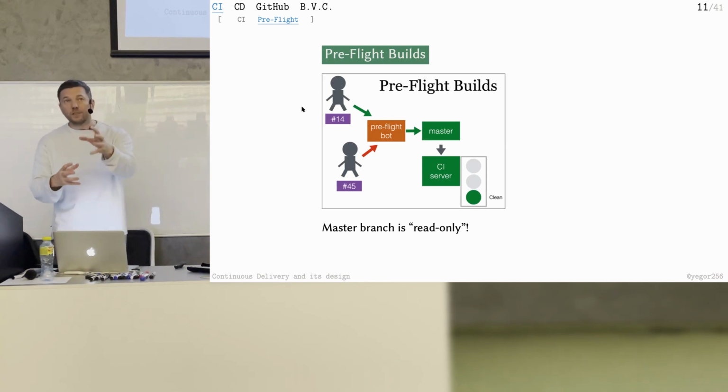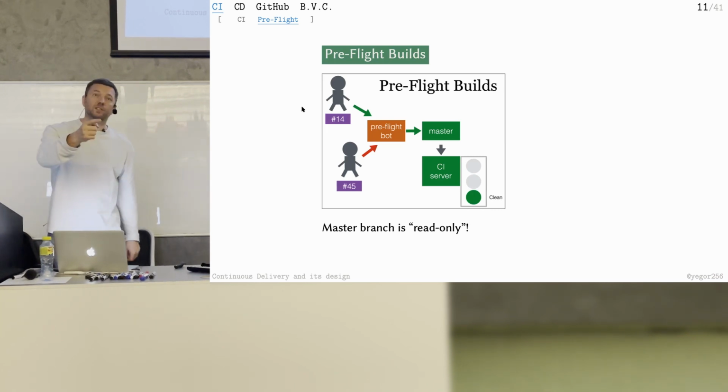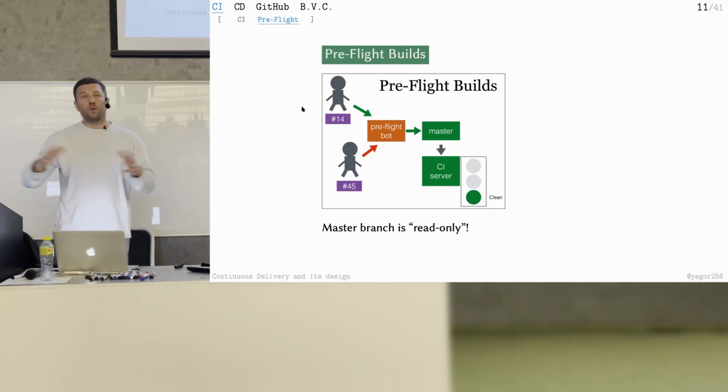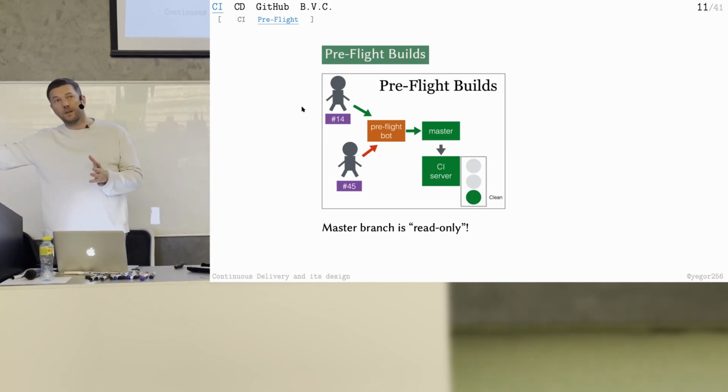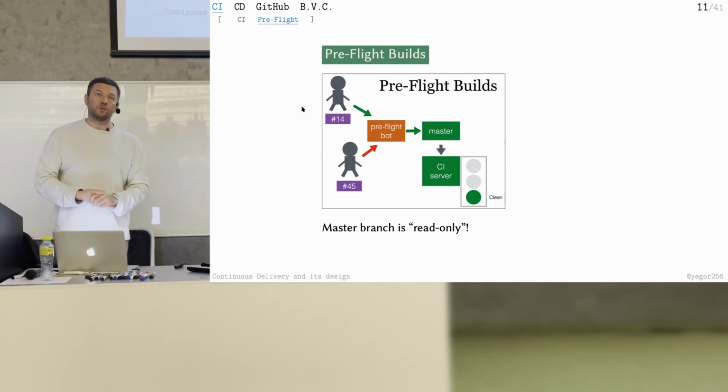The pre-flight bot takes your changes, adds them to the main master branch, and then runs all tests. Not only the tests you created, but all tests, all 1,000 tests which we had before. And if your changes, together with everything we had before, don't really break anything, then we push it to the master branch.